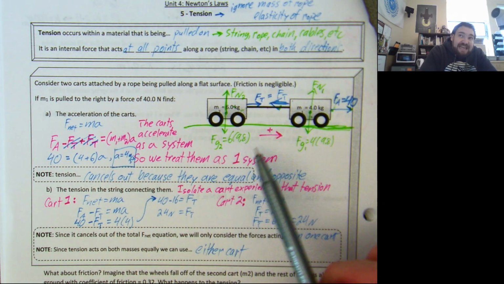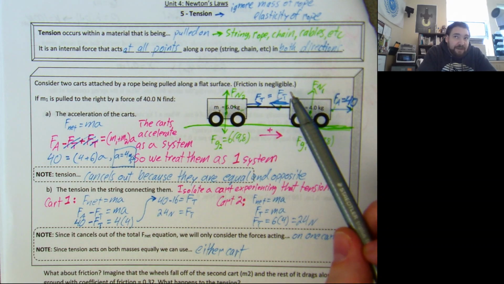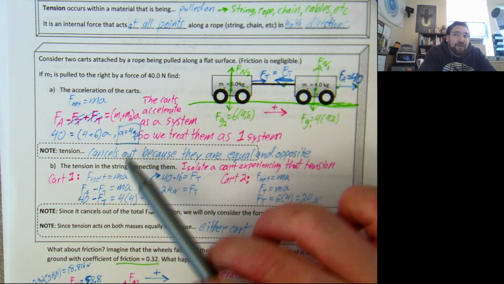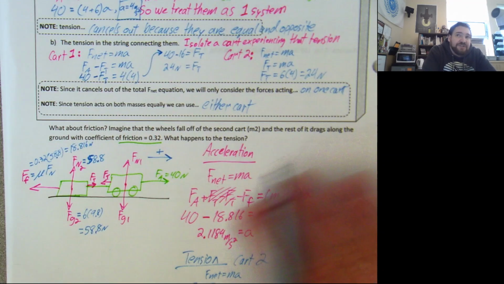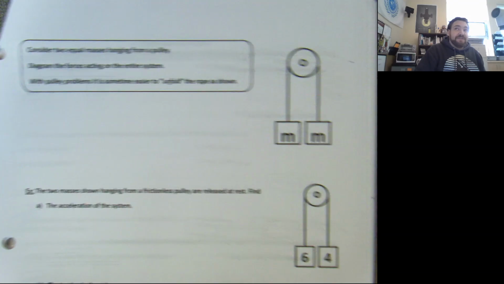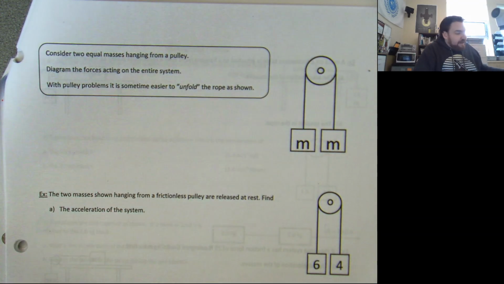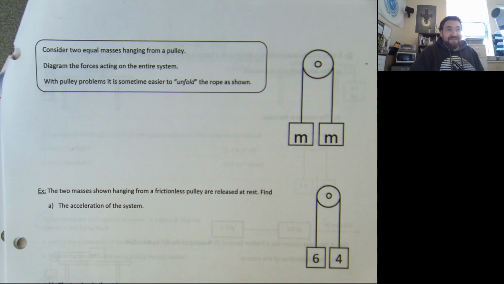We treated the objects as one system to find out how they accelerate together, based on some of the arguments I made. And then we looked at isolating either one to find out what tension was. I introduced to you friction. Today, we're going to look at what happens if you bring in some pulleys. Now, the point of a pulley is just to change the direction of a force.